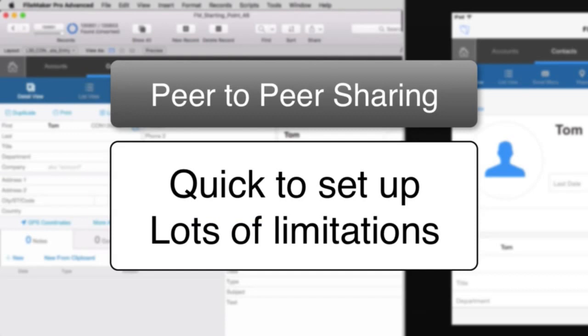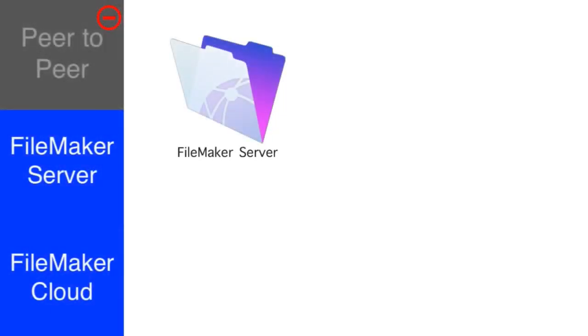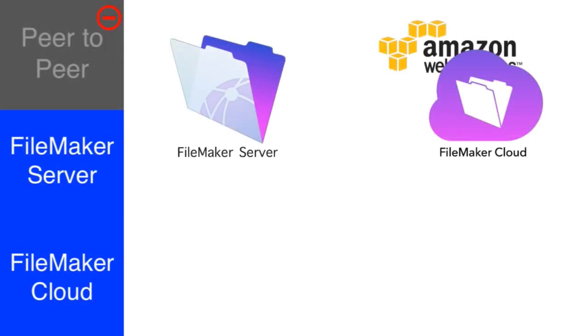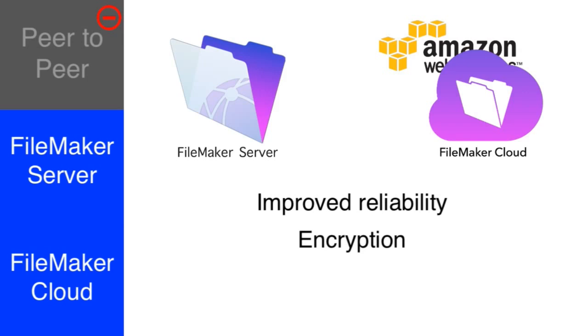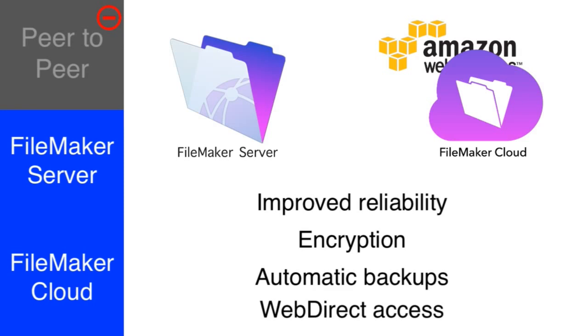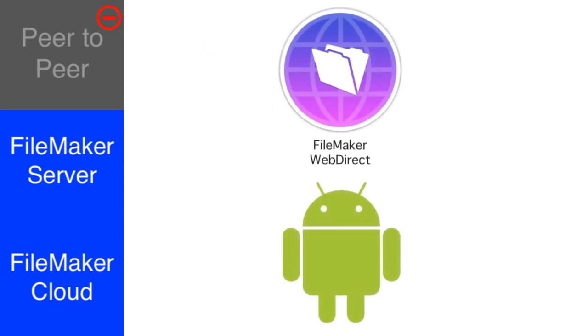Because of the inherent limitations of peer-to-peer sharing, my team at RC Consulting generally doesn't recommend the use of peer-to-peer sharing with your databases for any sort of serious or mission-critical application. We recommend that users use FileMaker Server or FileMaker Cloud. Moving up to FileMaker Server or FileMaker Cloud eliminates a lot of the headaches and hassles and provides a great deal of robust support, including improved reliability, encryption, automatic backup protection, as well as web browser access through a technology called WebDirect. And of course, WebDirect is how your Android devices can gain access to a FileMaker application.